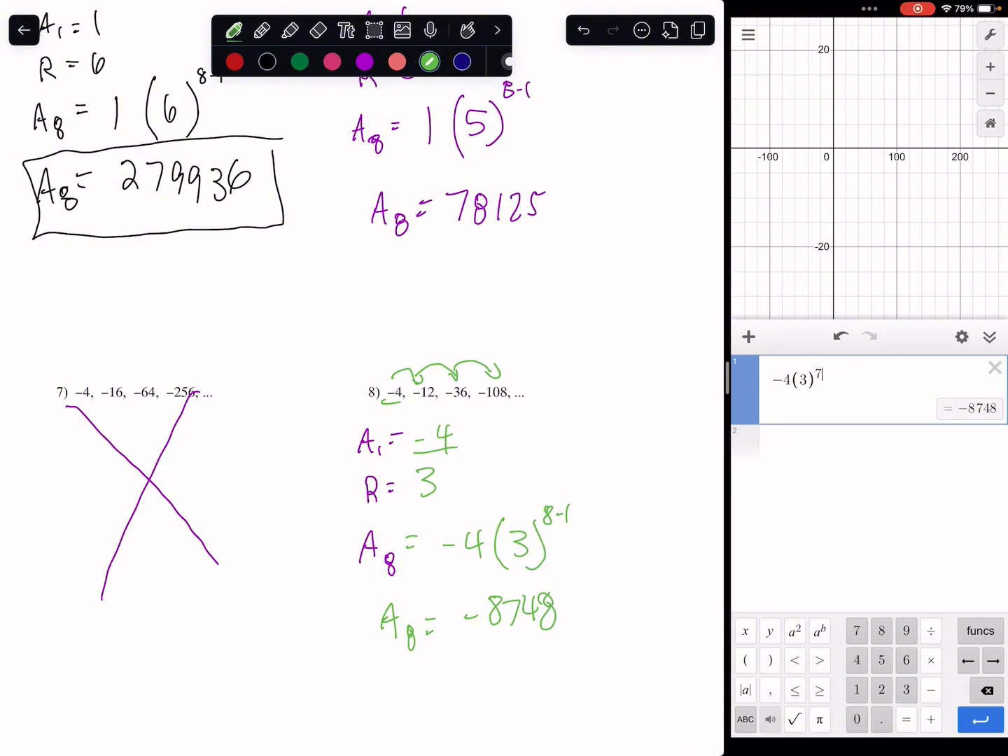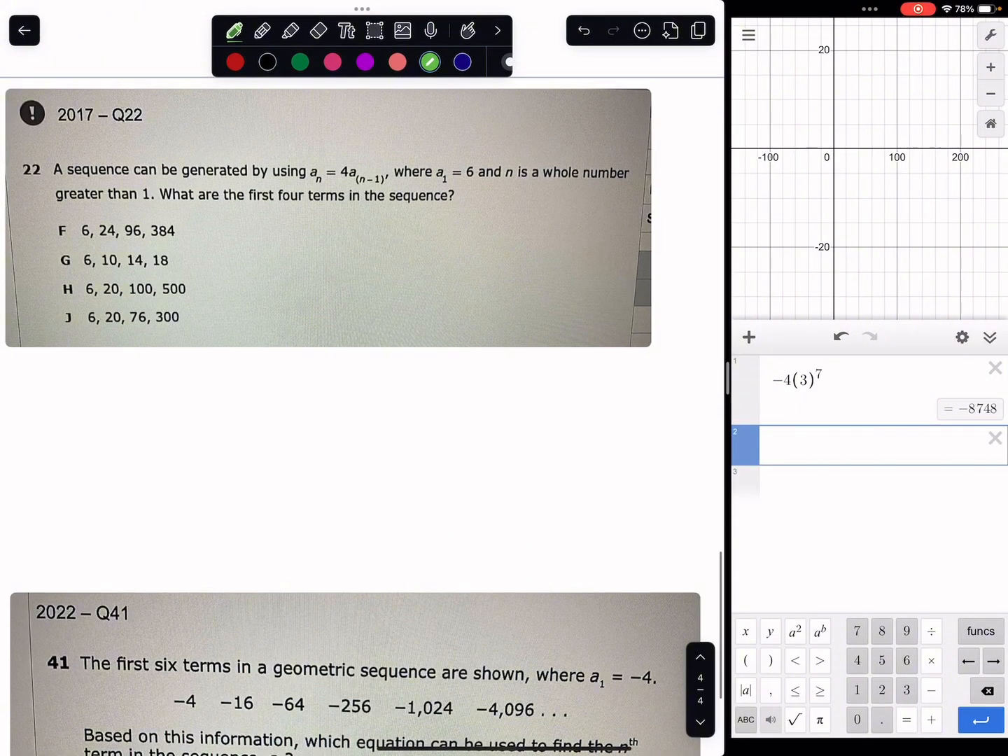Okay, next thing we're going to do is I'm going to go ahead and show you 2 star questions that look similar to this. All right, so here we go. Let's look at these questions and see which one of these makes sense. Now, these two questions, this top one was on the 2017 test, and the bottom one was on the 2022 test. So let's see which one of these makes sense.